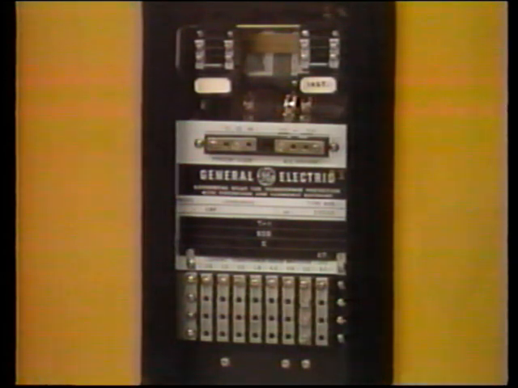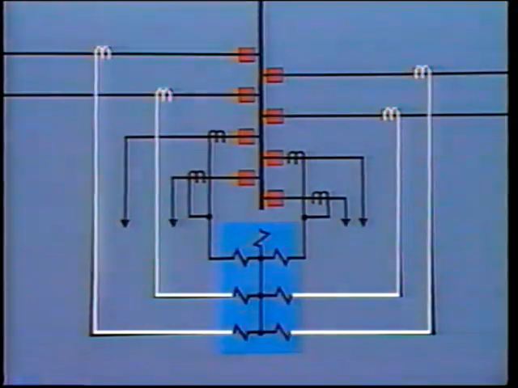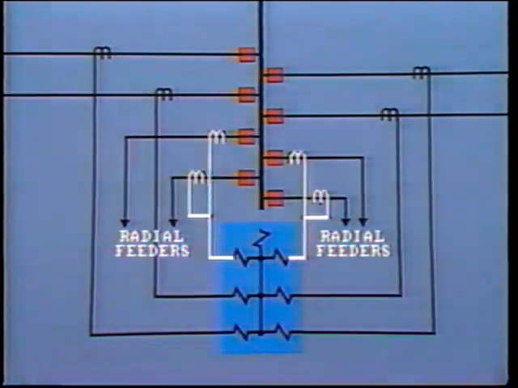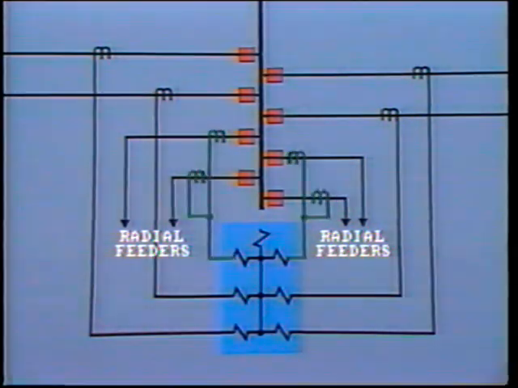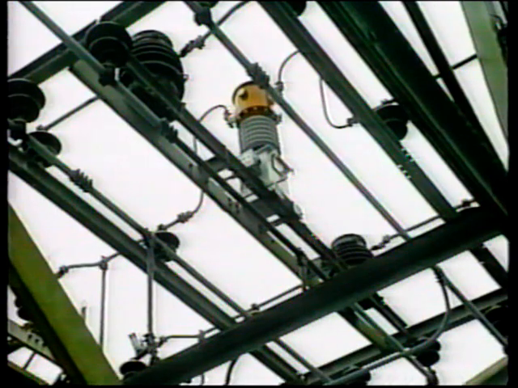Multi-restraint bus differential relays are available with up to 6 restraint circuits. The relay is quite fast-acting. It operates within 50 to 100 milliseconds. That is approximately 3 to 6 cycles. Each bus circuit, which can provide a source of fault current, is connected to a separate restraint coil. On the other hand, CTs from radial feeders, which are not a source of fault current, are usually connected in parallel and then connected to one restraint coil. As there are no phase shift problems across a bus, the 3-phase CTs are normally connected in Y.